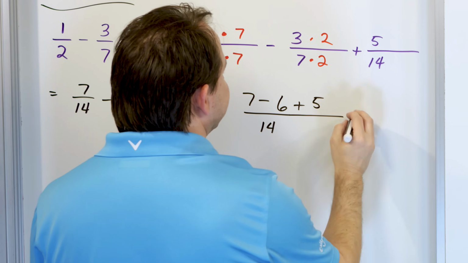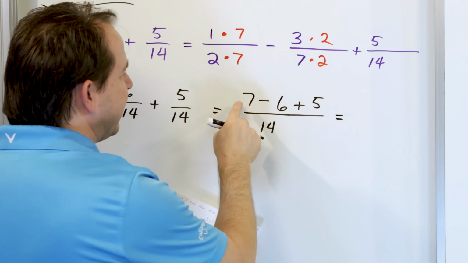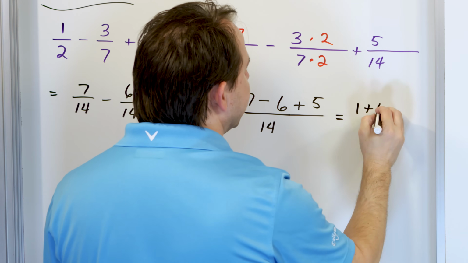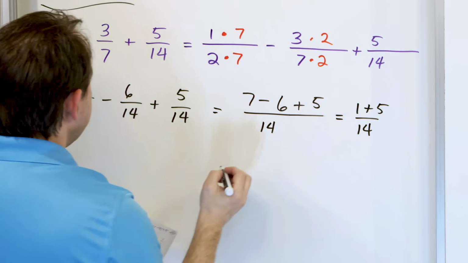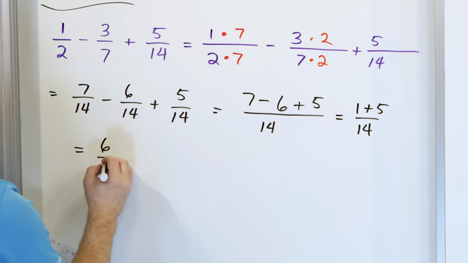And then 7 minus 6 is 1, so you have 1 plus 5 over 14. And so what you will have is 6 over 14.